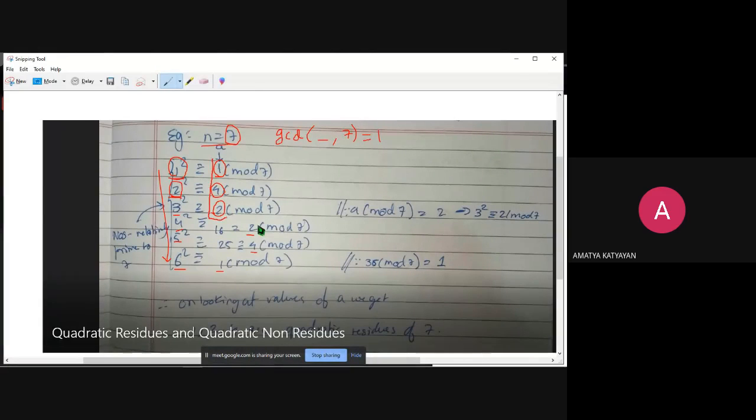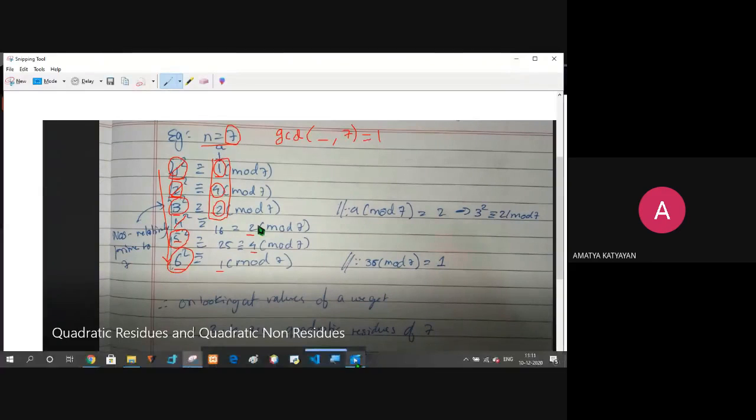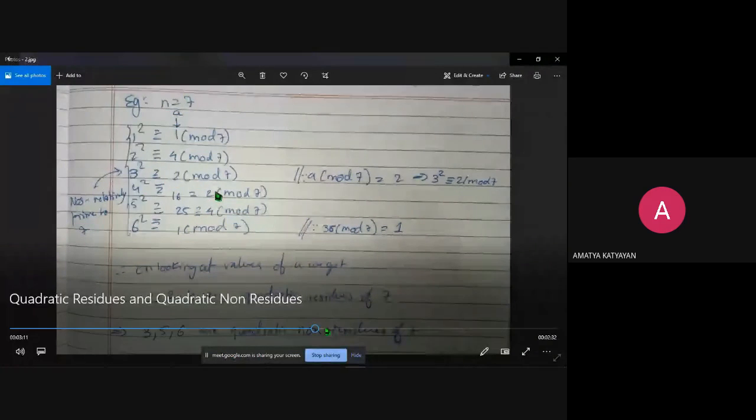These numbers will be our quadratic residues, and for the remaining ones: 1 we have taken already, 2 we have taken, and 4 we have taken. The remaining are 3, 5, and 6. These are quadratic non-residues. Got it. Thank you. Yes. The rest of the thing is explained in the video.